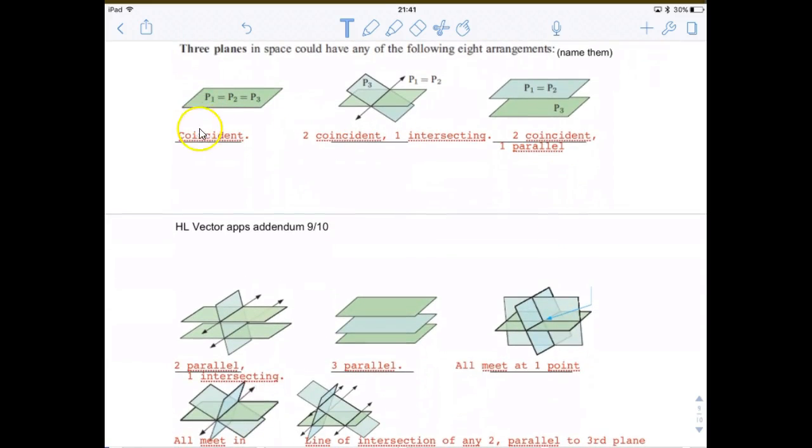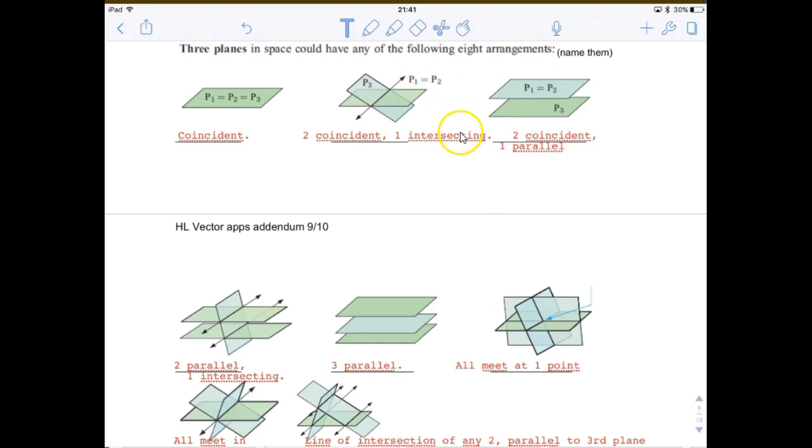So, first of all, all 3 planes are coincident. They all occupy the same space. There you go. Okay? P1, P2, and P3, they're all planes, and they're all in the same location. Okay. What if 2 of them are coincident? So 2 coincident, and then the other one is not coincident, so it is just slicing them like that. So 1 intersecting. Okay. Then of course there's the case where there's 2 coincident. So this blue one is like 2 planes together, and then this green one is parallel. Okay. So this is the case when all 3 are coincident. These 2 are the cases when you have 2 coincident.